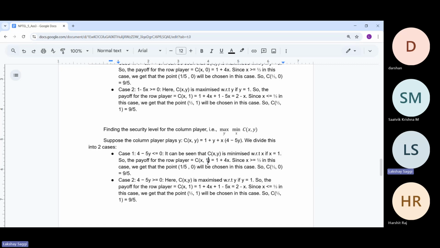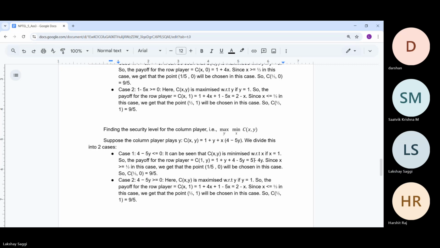So the payoff will be equal to c of 1 comma y. And what's the value of c of 1 comma y? It will be 1 plus y plus 1 times 4 minus 5y, which will be just 4 minus 5y. So I hope everyone is able to follow. And this will be just equal to 5 minus 4y.